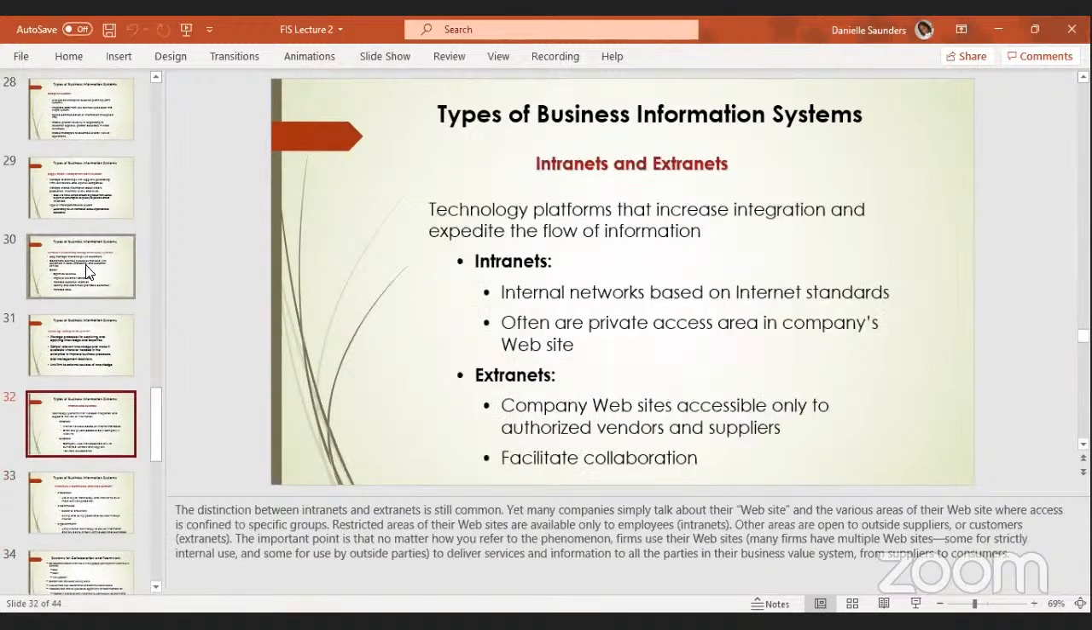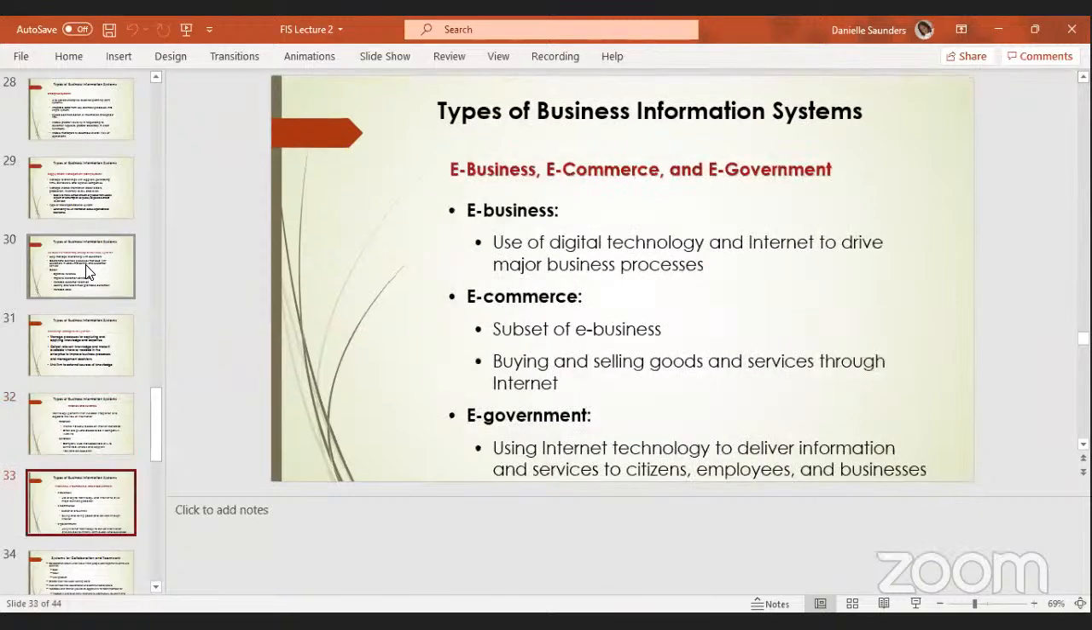And then with information systems, sometimes intranets and extranets are important. A firm often uses networks to share data within the company, and they're private. Extranets basically allow data to be shared with authorized vendors and suppliers, which helps with collaboration. Next slide.